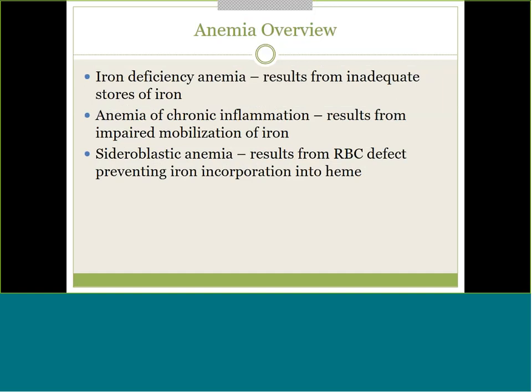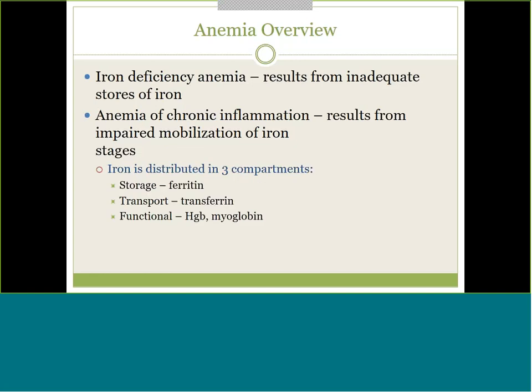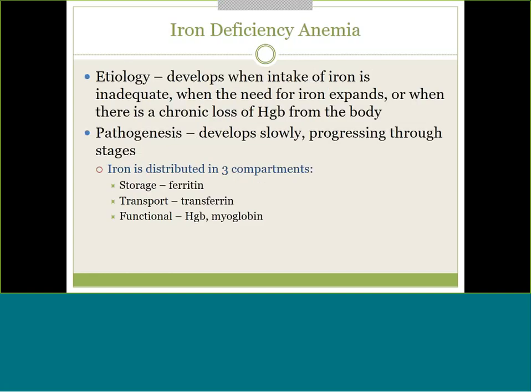So we have iron deficiency anemia, which is just like it sounds. You're deficient or low in iron, so inadequate storage of iron. You have anemia of chronic inflammation. You could also call it anemia of chronic disease, same thing. That basically results from impaired mobilization of iron. And then the third one we're going to learn is sideroblastic anemia, in which there's some sort of red blood cell defect that's preventing the iron getting into the heme ring when they're making it. So you can see all 3 relate to iron somehow. So we will start with iron deficiency since that is the most common anemia.